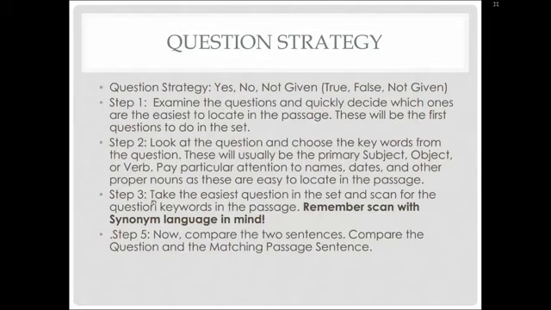And then the next step is that we have to be able to compare the two sentences. That's what you have to do. There used to be a step 4, but we took that out. It was irrelevant. We have to compare the two sentences. That's what you're really doing with a yes, no, not given question. You are comparing two sentences.